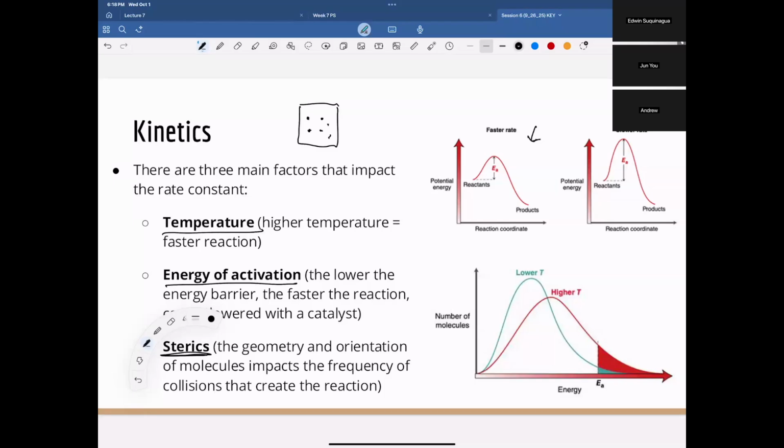Also, if you remember when drawing chair conformations, you guys talked about steric hindrance, right? Steric hindrance is basically the orientation of those substituent groups and how they contribute to the stability of the chair conformations. Likewise, the sterics here is the same thing. They have to be in the proper orientation for them to collide, because if it's too bulky, then they can't collide at the same time, right? Make sense? All right.